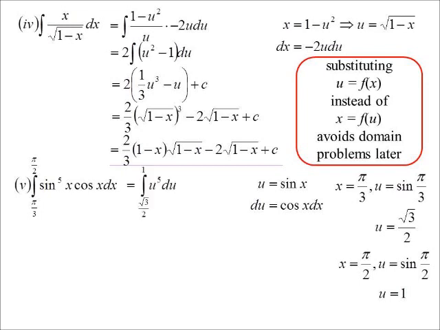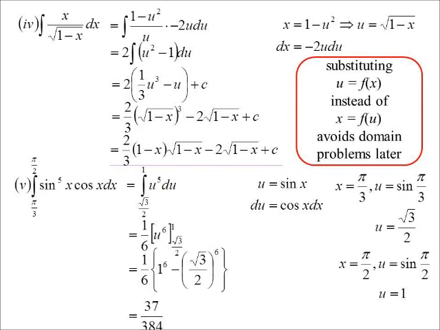So my integral now goes root 3 on 2 to 1, u to the power of 5 du. Add 1 to the power over the power. Now, of course, the advantage of a definite integral, because I've changed those limits, I don't have to substitute back in for u now. Because my limits are in terms of u, I can just sub in and get our final answer of 37 on 384.